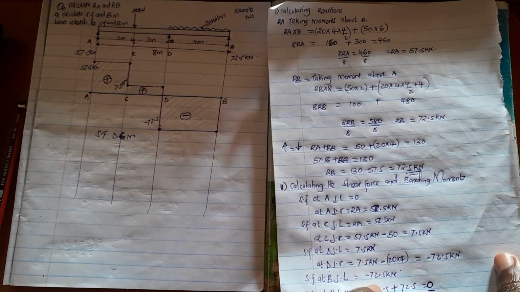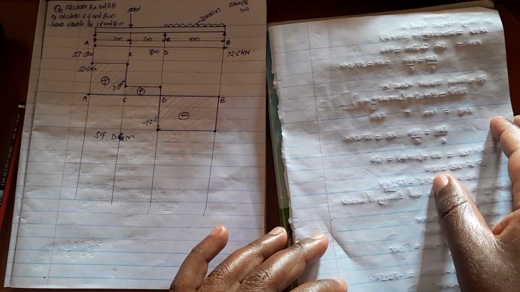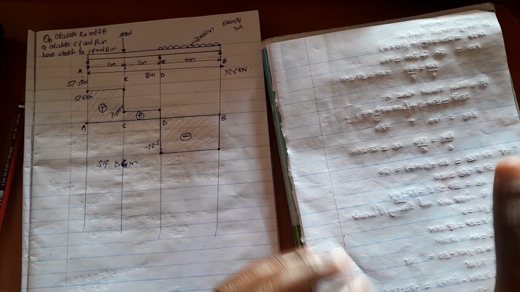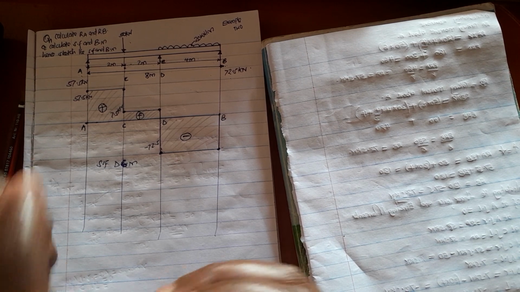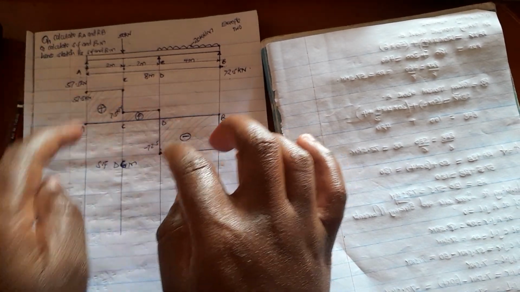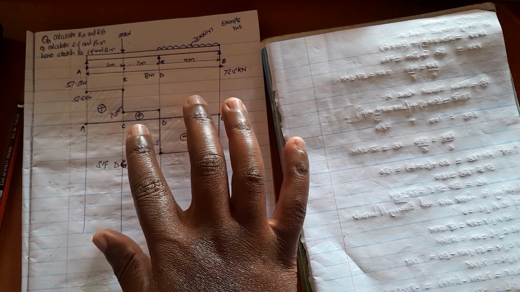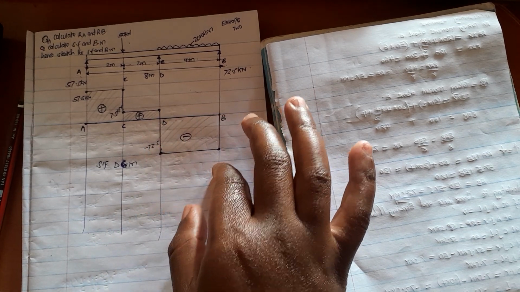So let me turn this. For the bending moment, the maximum bending moment will occur where the loads act. So the maximum bending moment for the span AB, I mean the distance between A and C, will occur at point C, and the maximum bending moment for the span DB will occur at the center.